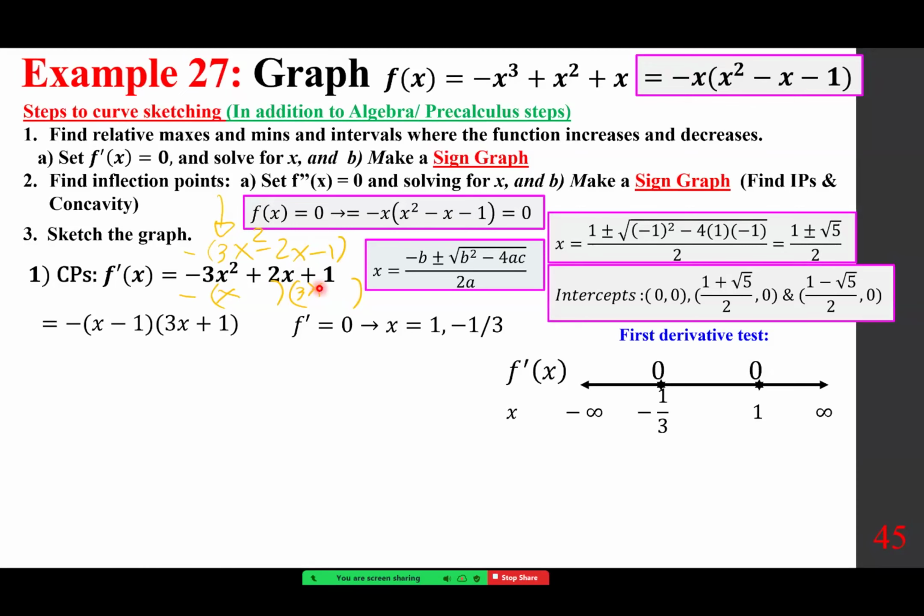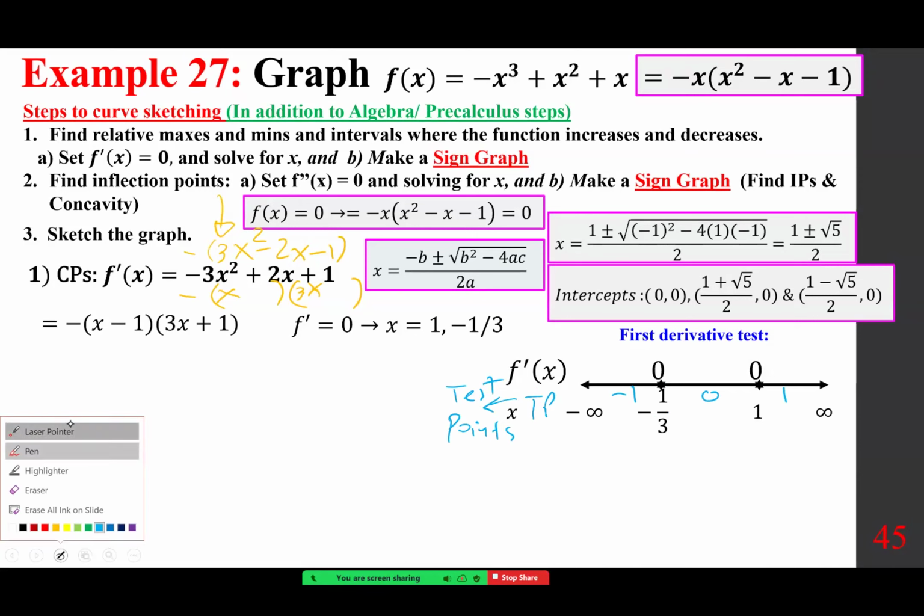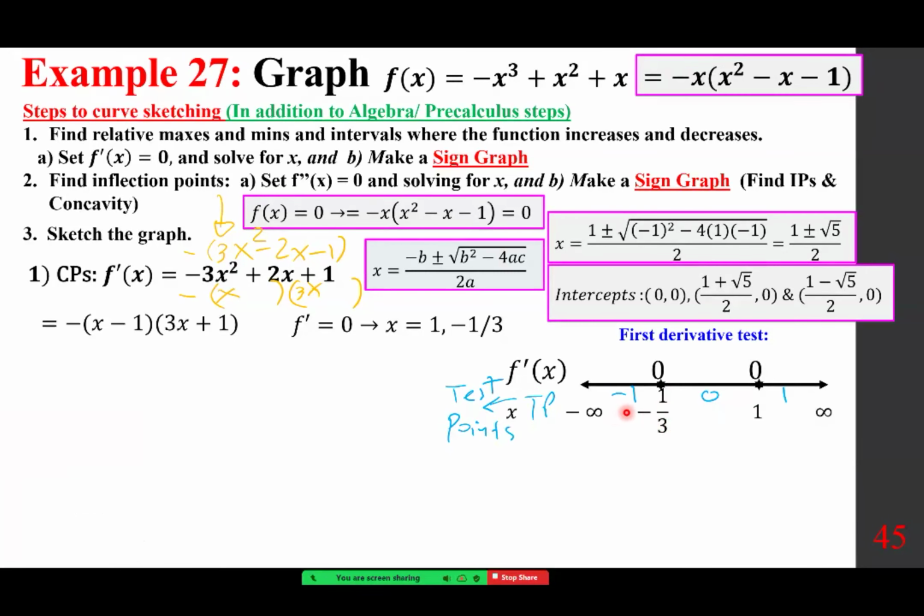Now you use TPs, short for test points. The easiest point in between would be 0. To the left would be negative 1. To the right would be positive 1. Please understand, negative 1/3 and 1, in between is 0, right? To the left, negative 1, to the right, 1. So you can test point those.